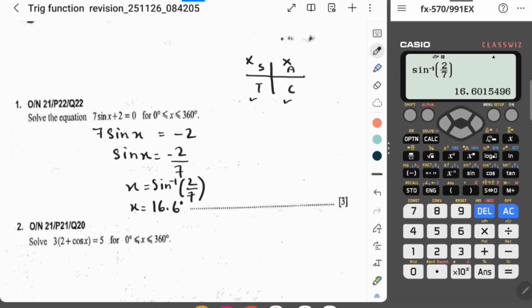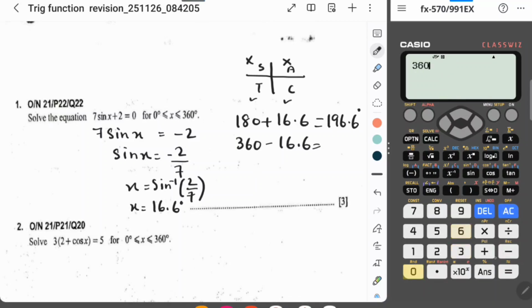In the third quadrant it is 180 plus theta, and in the fourth quadrant it is 360 minus theta. So you just find out that it is equal to 196.6 degrees, and that is equal to 343.4 degrees.